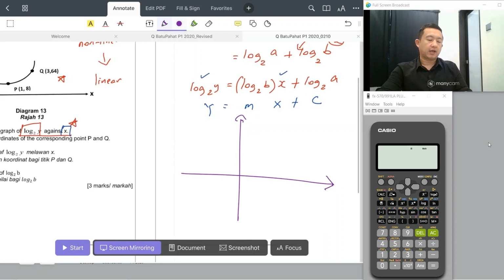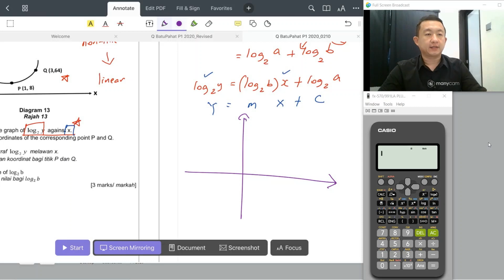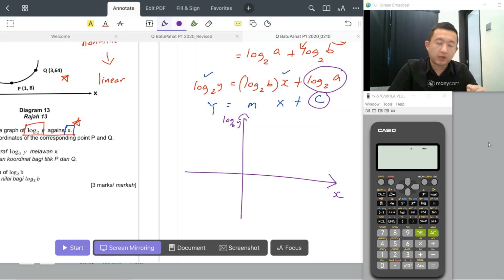Okay, then you can label the vertical axis and also the horizontal axis. Log 2y against x, you must know the first one is the vertical. So this is log 2y and this is x. And then straight line, so it's a straight line. So you need to label the y-intercept, and the y-intercept is log 2a. So can you figure out log 2a? Turn it to a number so that we know the y-intercept.